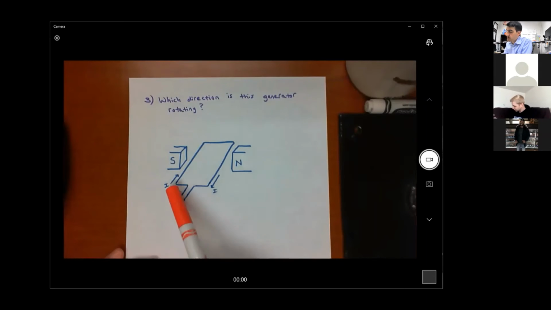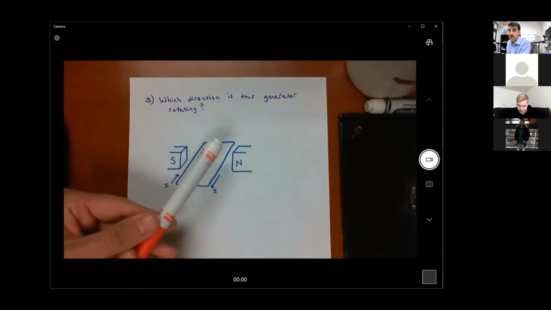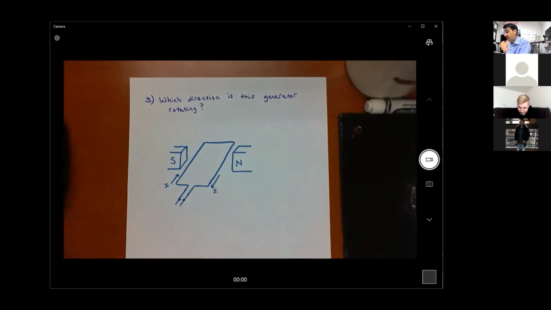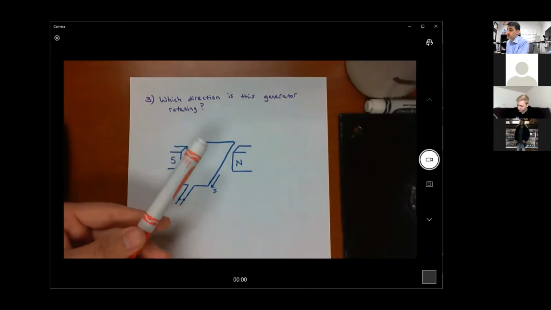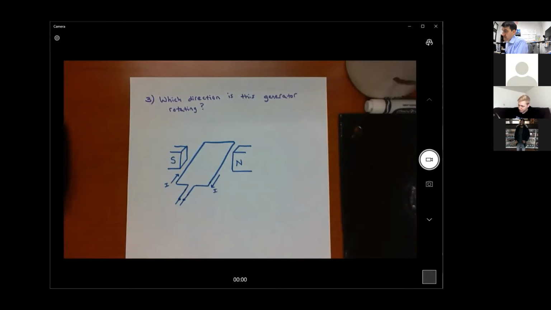We do have a conductor, we have a magnetic field, and if this thing is operating, then we have relative motion because it's going to be spinning one way or the other. And we know it must be spinning because it has current going through it, so it must be operating. So the question is, which way is it rotating? Some type of turbine device, whether it's a wind turbine or a steam turbine or a hydroelectric turbine, is causing this to spin. So which direction is it causing it to spin?